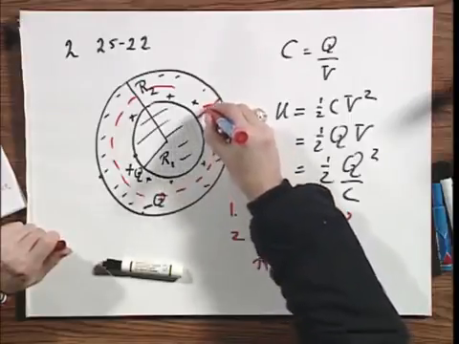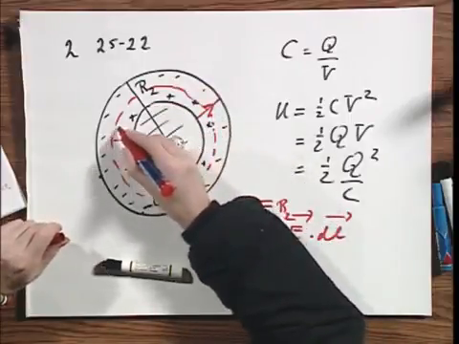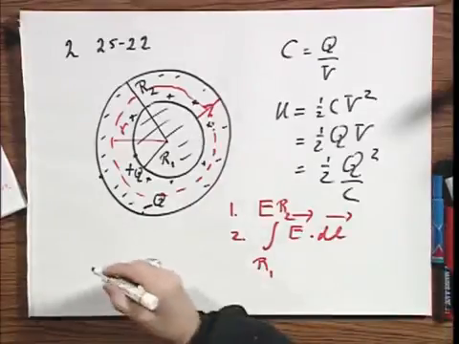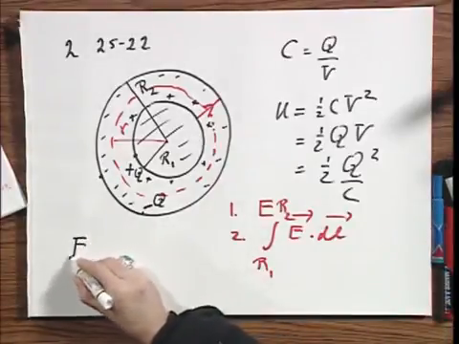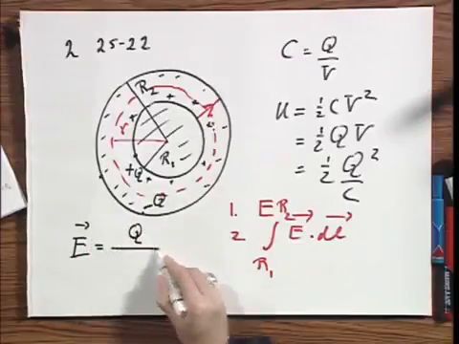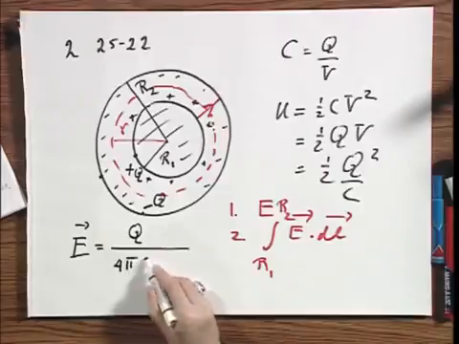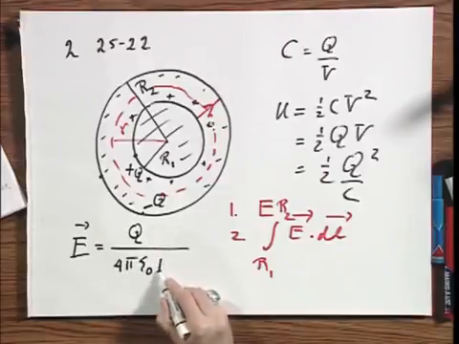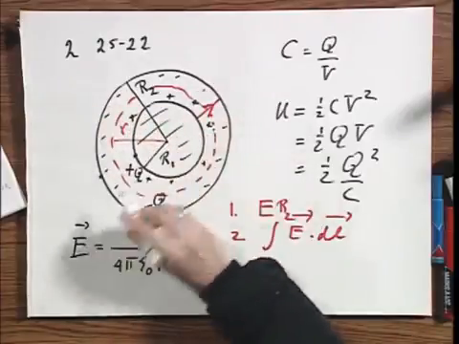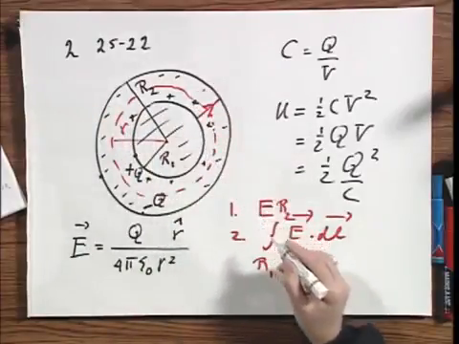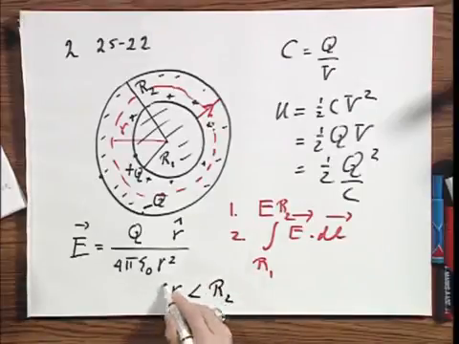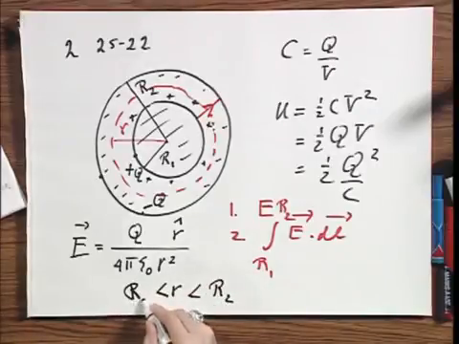You apply a Gaussian sphere, which has radius little r. You have done that several times. I will leave you with that exercise, and you can prove very easily that vectorially E equals capital Q divided by 4 pi epsilon 0 r squared times r roof, pointing radially outward because the inner sphere is positive. And this holds only as long as r is smaller than R2 and larger than R1.